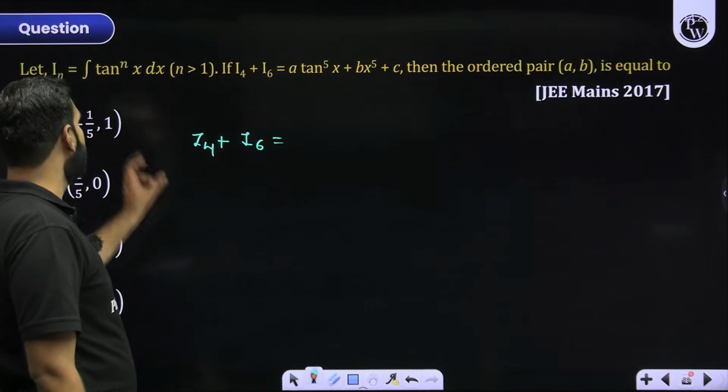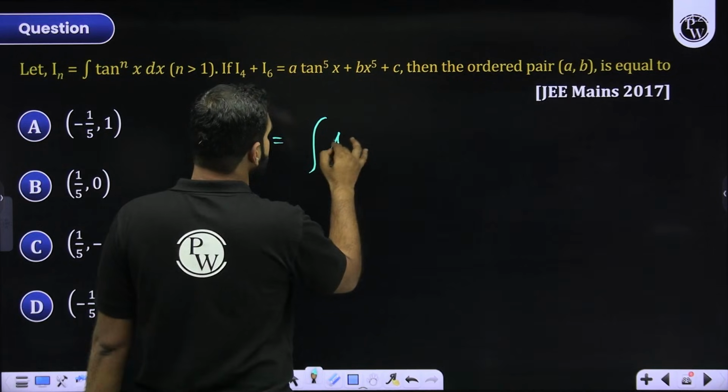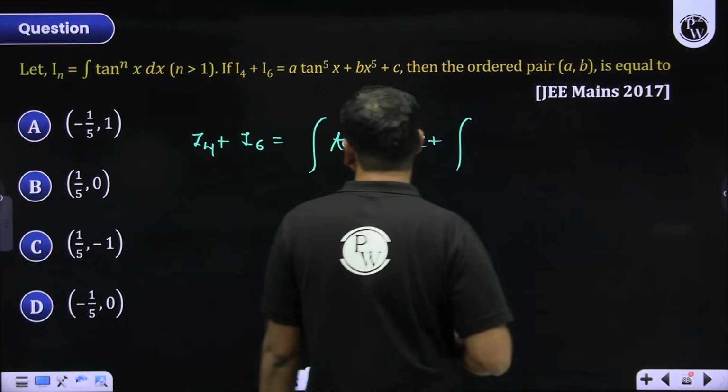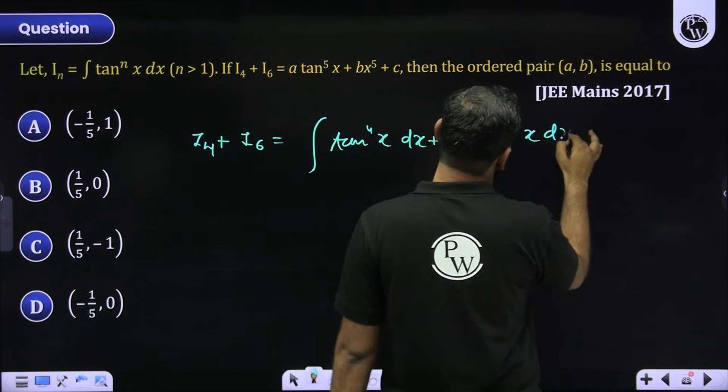What is I4? If this is In, I hope I need not hesitate in saying what is I4. I4 will be integration of tan x to the power 4. What would be I6, students? Sir, I6 would be integration of tan x to the power 6. I hope you got this part very clearly.